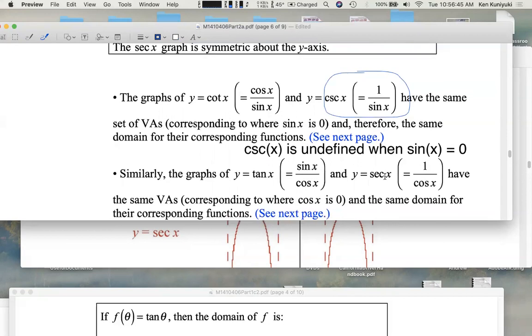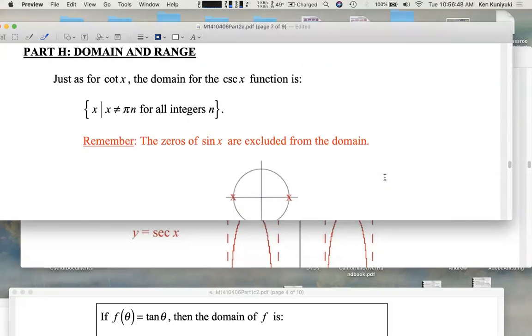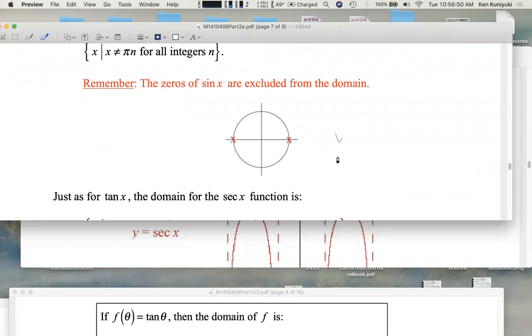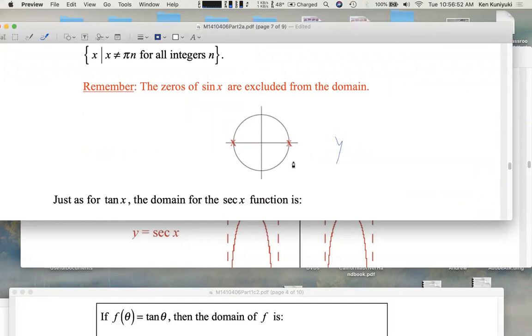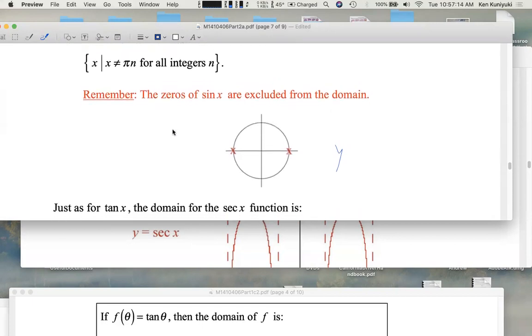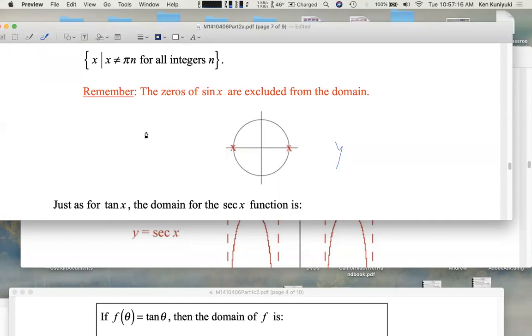Well, where is sine of x equal to 0? If you look at the unit circle, sine of x, corresponding to the y-coordinate on the unit circle, corresponds to this east point and this west point. And these points correspond to integer multiples of pi: 0, pi, 2 pi, 3 pi, 4 pi, and so forth. And they're opposites, like negative pi and negative 2 pi. So we have vertical asymptotes if x is of the form pi n for all integers n.